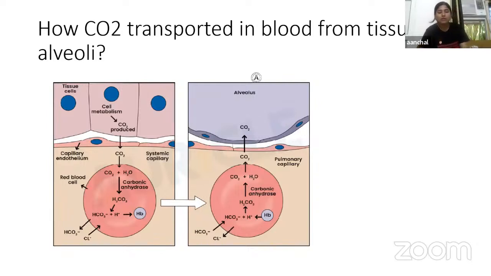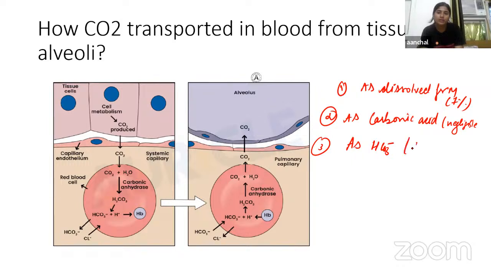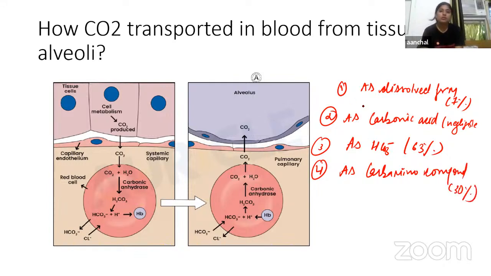Okay, so carbon dioxide is transported from the cells to the alveoli of the lungs by the blood in four forms. Those forms are: as dissolved form, that is 7%; as carbonic acid, that is almost negligible; then as bicarbonate, that is 63%; and as amino compound, that is 30%. So one by one, we're going to discuss all these forms.